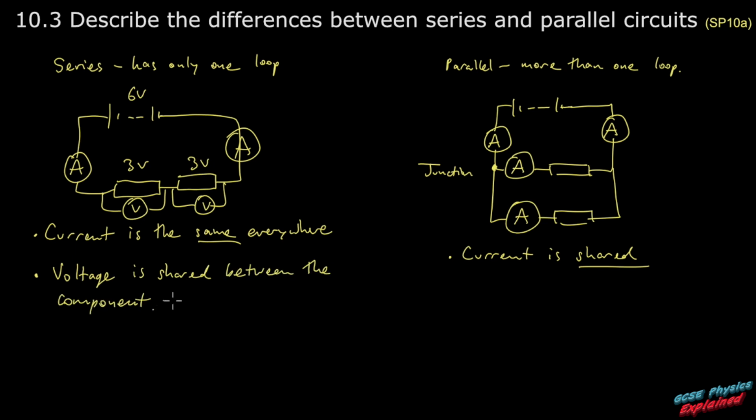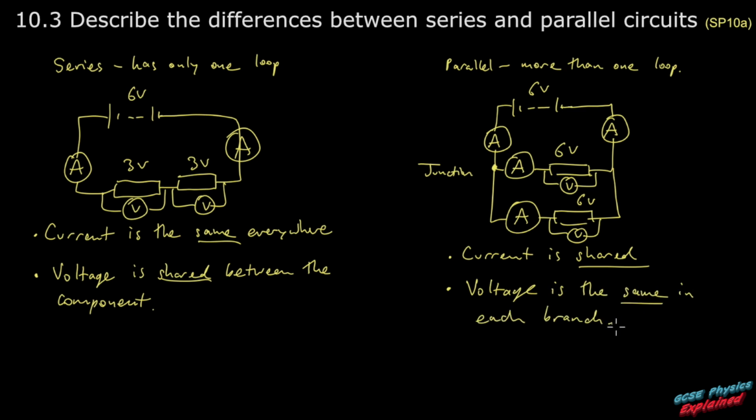between the components. Now in this one, the voltage is actually the same in every branch, because each branch has its own direct connections to the battery. So if that was a 6 volt battery, you'd have 6 volts on this resistor and 6 volts on this resistor. And you often get asked, how come a 6 volt battery can give out 12 volts? Well, it will, but it'll go flatter in half the amount of time. It'll only last half the amount of time. So the voltage is the same in each branch.